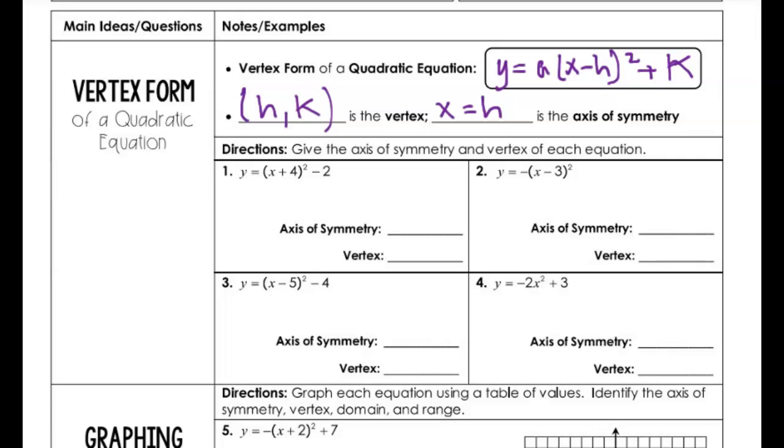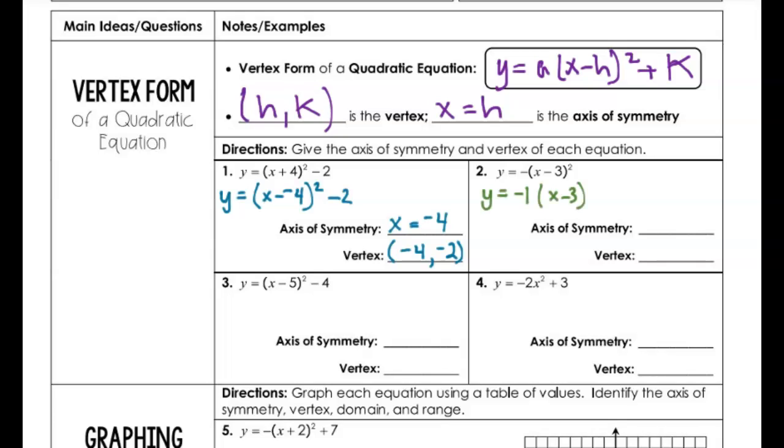The first one, in number 1, you can see that if we rewrite the equation in terms of x minus a -4, notice that h is going to be -4 and k is going to be -2. So the axis of symmetry is x equals -4, and the vertex is -4 and then -2.